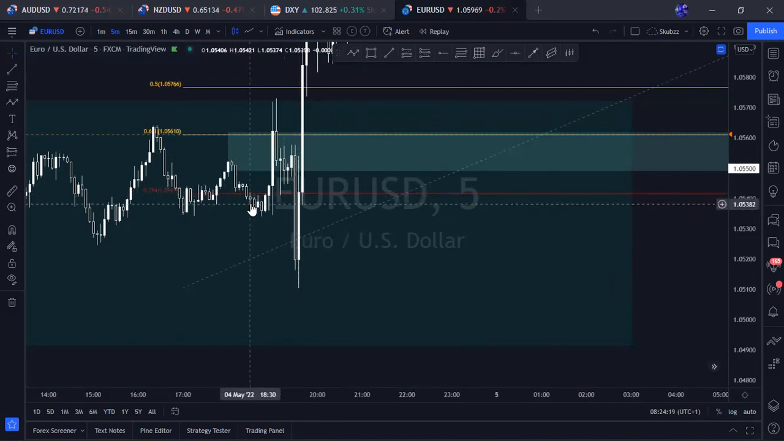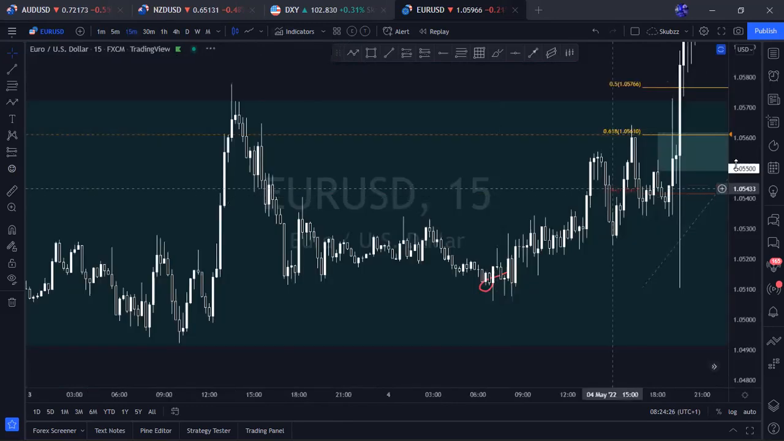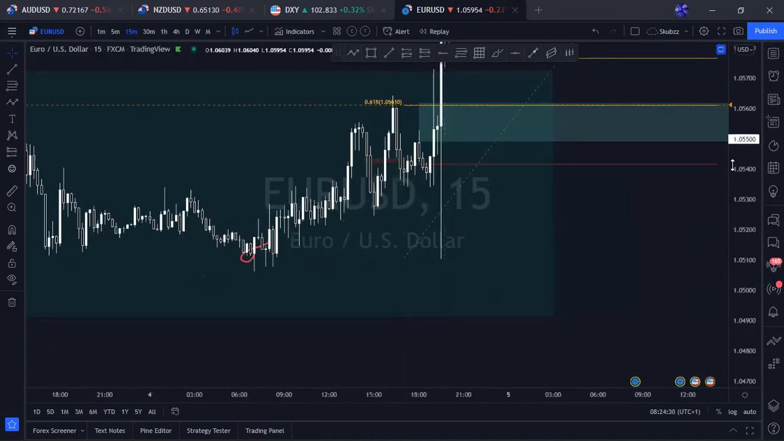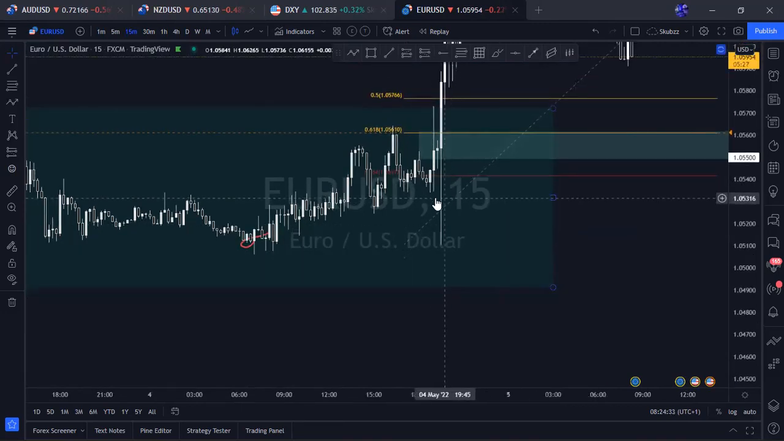You understand? Now, I'm not someone that trades the 5 minutes. My entry is the 15 minutes. So if I look at this on the 15 minutes, this is still a wick. Do you understand? This is still a wick.